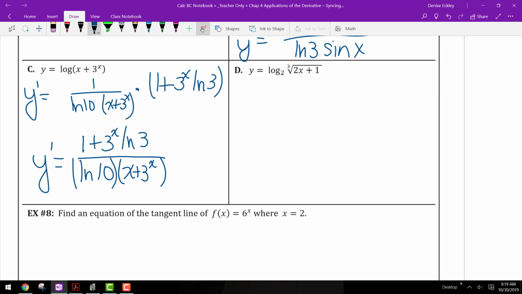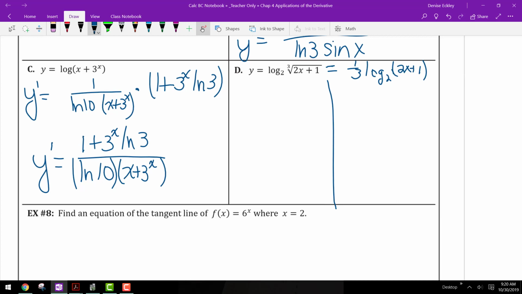Okay, now the next one I'm going to do two ways. I'm going to use the chain rule with the power rule, and I'm also going to do it using a log property, because this can also be rewritten as 1/3 log base 2 of 2x plus 1. So you don't have that third part of the derivative of the chain. So let's see how this goes.